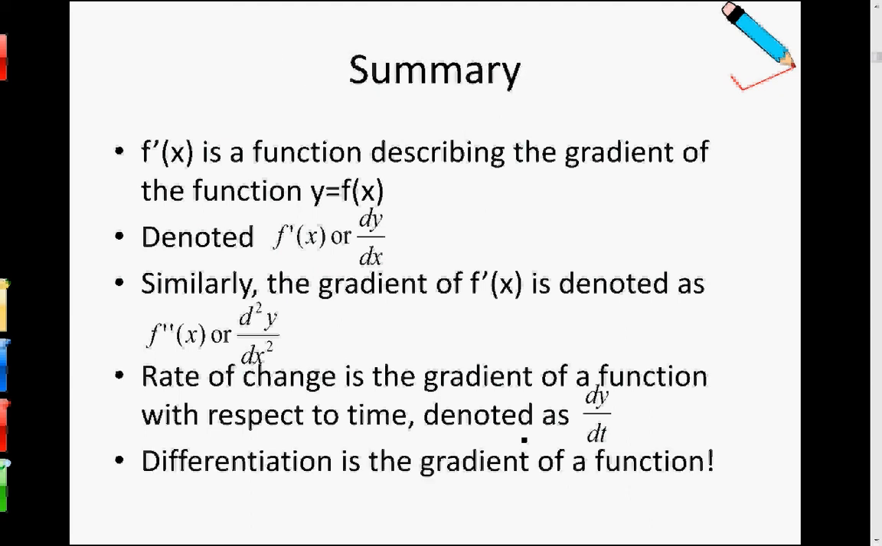Let's summarize what we have learned. This is essentially what we have seen in the previous slide. We have also learned something else, which is that differentiation is actually the gradient of a function, by finding the gradient function, as I have illustrated.